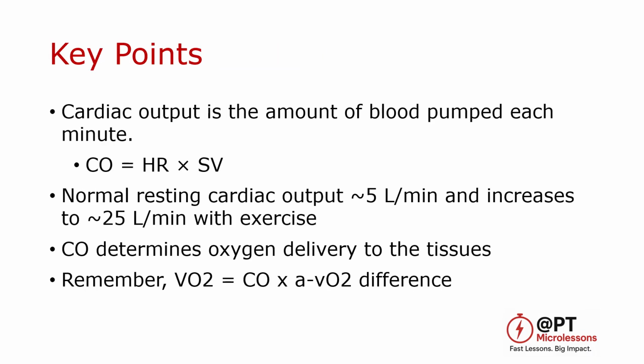Cardiac output is the amount of blood the heart pumps each minute and is calculated by multiplying heart rate by stroke volume. A normal resting cardiac output is about 5 liters per minute, and it plays a critical role in delivering oxygen to the body's tissues. As we learned in the previous lesson, cardiac output is one of the two components of the Fick equation that determines VO2, making it essential for oxygen delivery and exercise capacity.